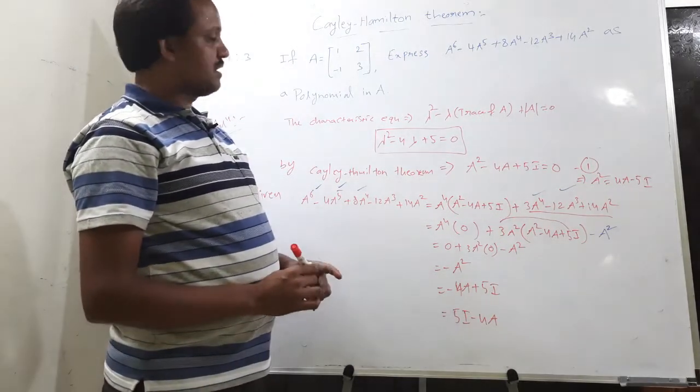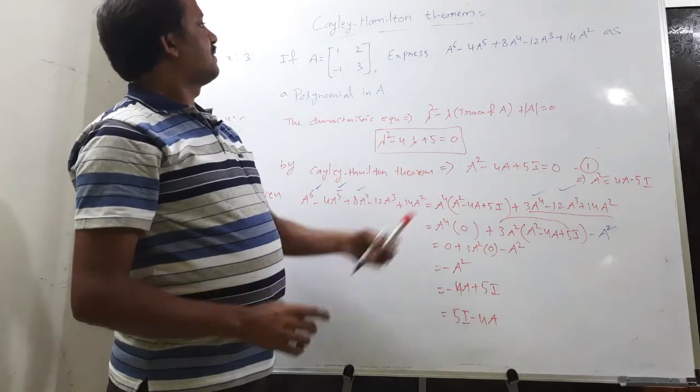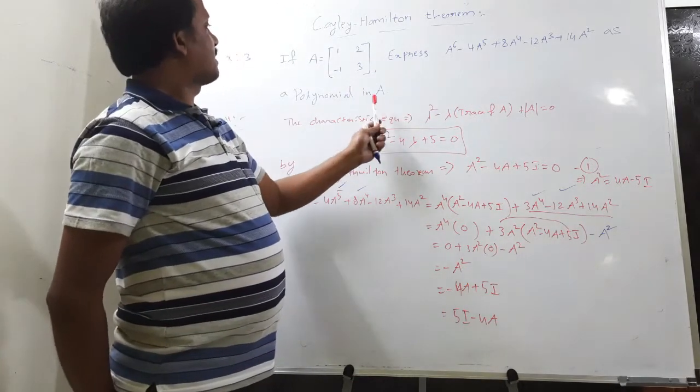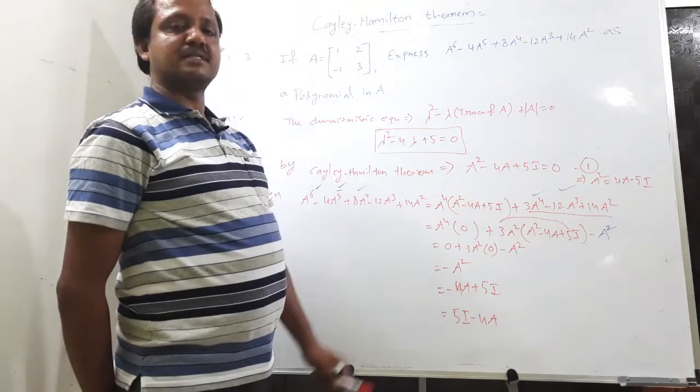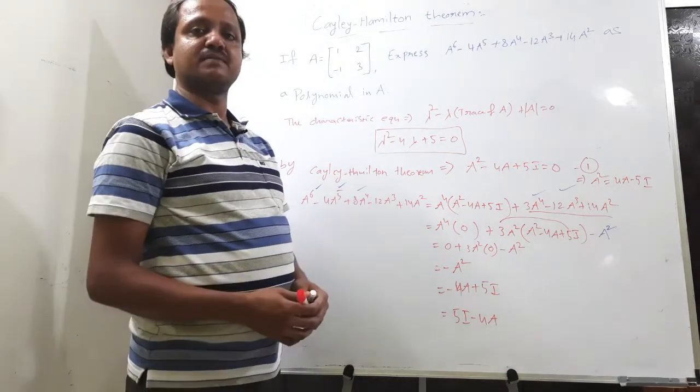So this is the way you can express this large quantity as a smaller quantity using the Cayley-Hamilton theorem. This is also one of the applications of the Cayley-Hamilton theorem.